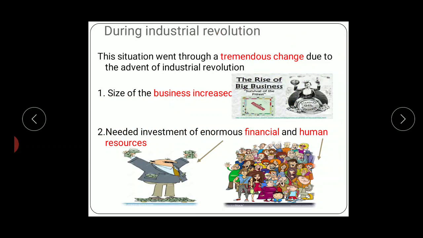Now during industrial revolution, what we saw is the situation went through a tremendous change due to the advent of industrial revolution. अभी जो मैंने आपको फेरी टेल सुनाया, that came to an end. All these goody-goody things, personal contact, good relationship, personal relationship, ye sab khatam ho gaya during industrial revolution. Because why? Because size of the business kya hua, wo increase ho gaya, business bada ho gaya. Okay, needed investment of enormous financial and human resources. When your business is big, it is quite obvious that you need more investment, both financially and in terms of human resources.